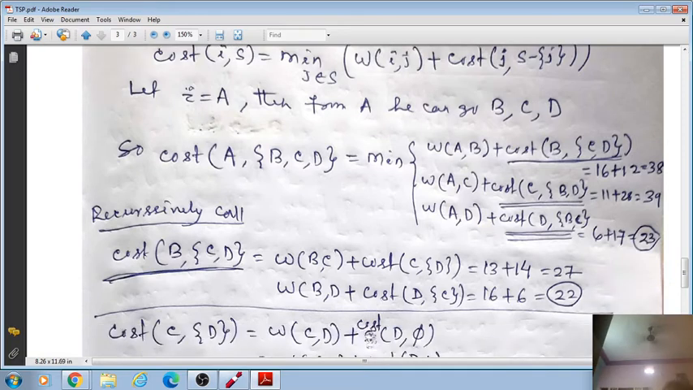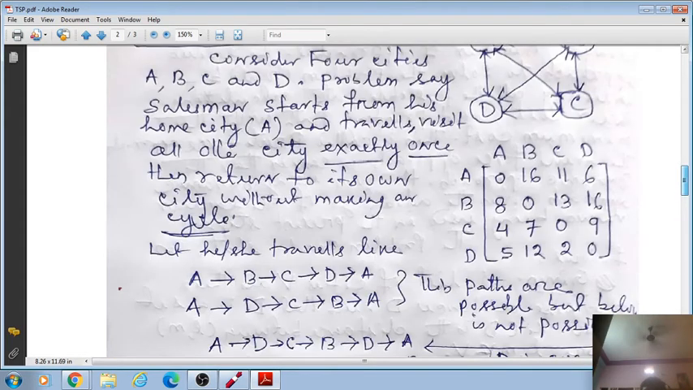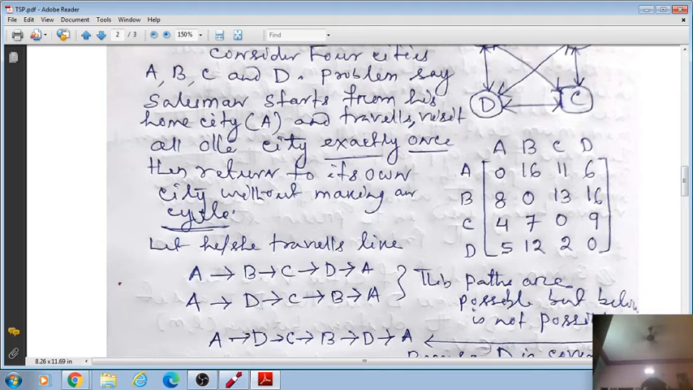So what is cost BCD? Now you see, again I will use this formula for cost BCD. What will this be? Plus cost of C, where C minus D, so cost of C to D. So what is the weight of B to C? I have already found it. You can see that graph. What is the weight of B to C? Let us see the graph. That is the graph. B to C is 13. So you put that value 13 as the weight.